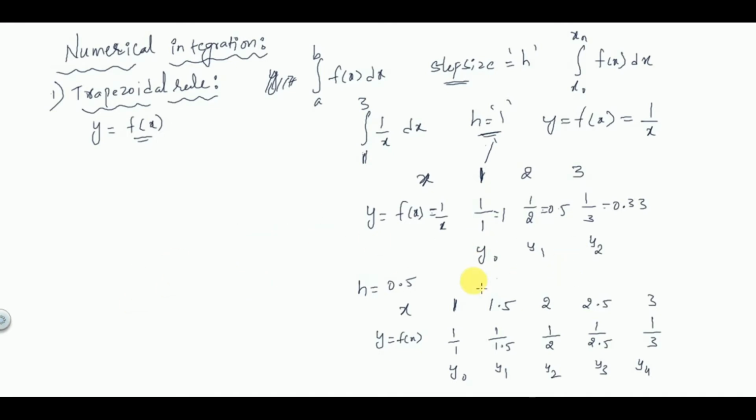What are the values you'll get? It will be 1, 1.25, 1.5, 1.75, 2.